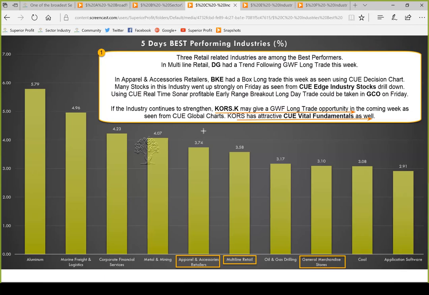The industry is already strong, we can see. So we are combining the industry analysis from this graph and also from the QAge ranking table. We are combining the fundamentals from Q vital and also the technical signals from Q global. So let's look at this chart, CORS, KORS.